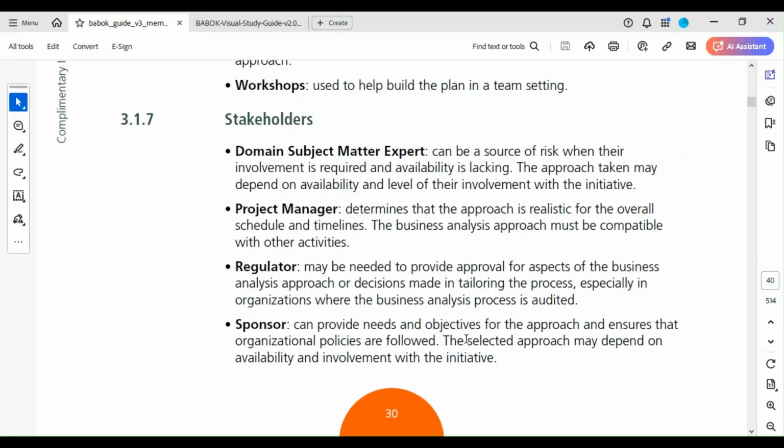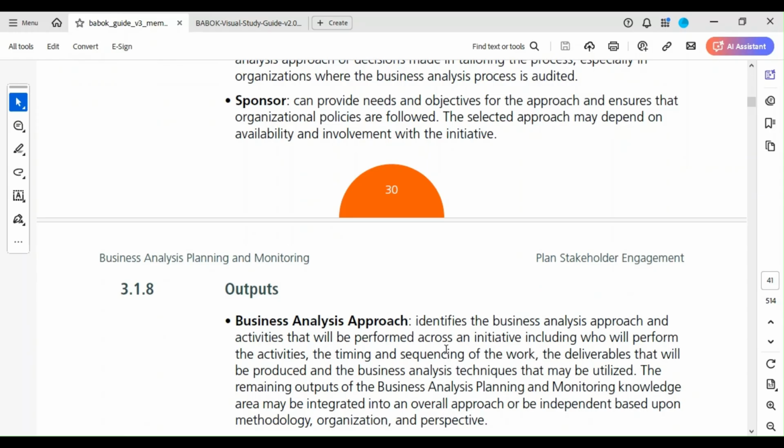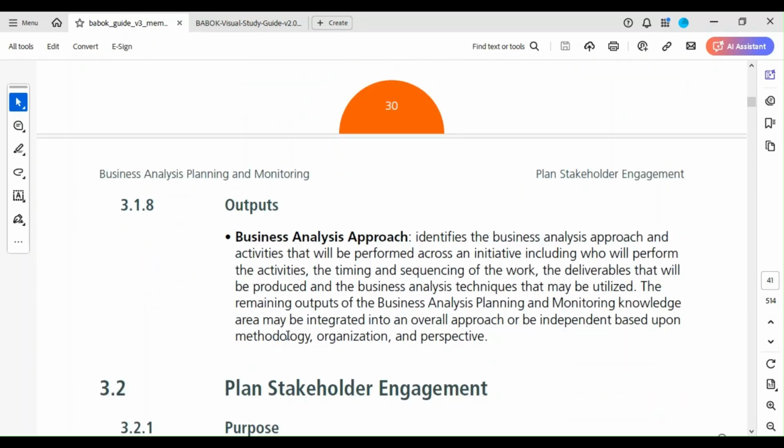So the business analysis approach must be compatible with other activities. Remember this. The regulator may be needed to provide approval for aspects of the business analysis approach or decisions made in tailoring the process, especially in organizations where the business analysis process is audited. Your sponsor can provide needs and objectives for the approach and ensures that organizational policies are followed. The selected approach may depend on availability and involvement with the initiative.